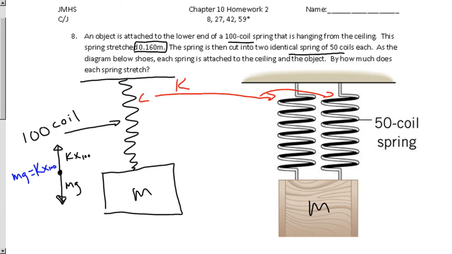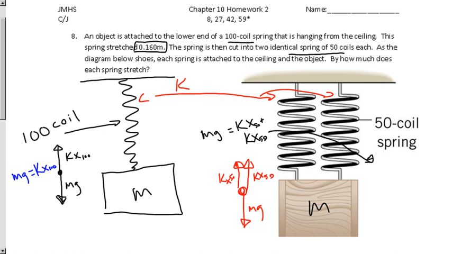And then over here we see a similar thing happen, except now we've got an mg going down. And we've got two of these forces going up: K times x50, and then going up in the opposite direction, K times x50. Right, so what that says here is that mg is now equal to K times x50 plus K times x50.